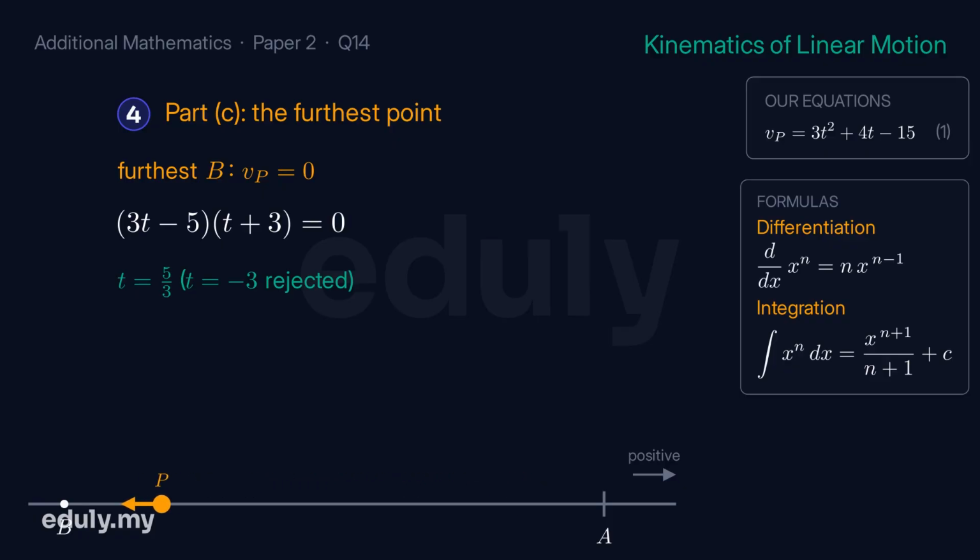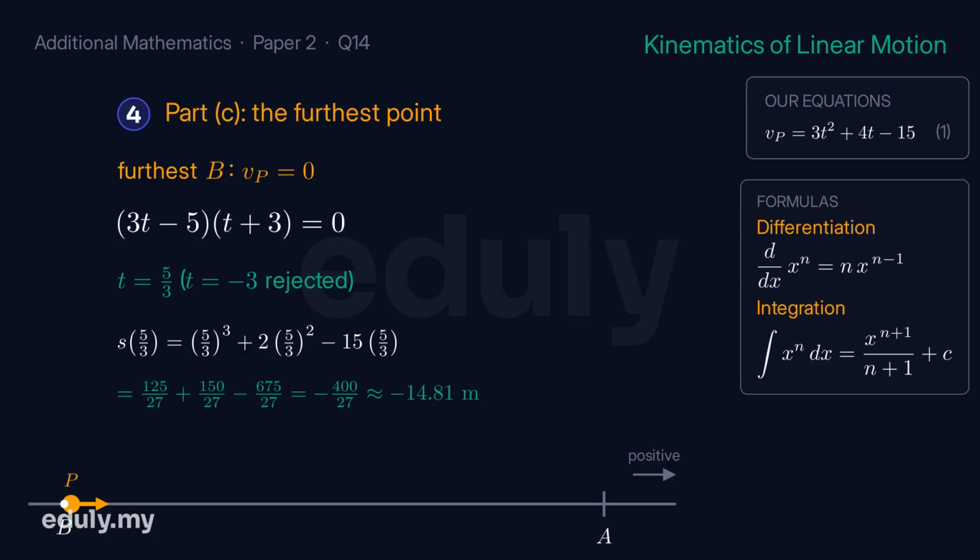Watch P glide left, slow, and stop just short of B, then turn back. Put that time into the displacement. Working through the fractions, the furthest displacement is minus 400 over 27, about 14.81 meters. 14.81 is short of 15, so P does not reach B.